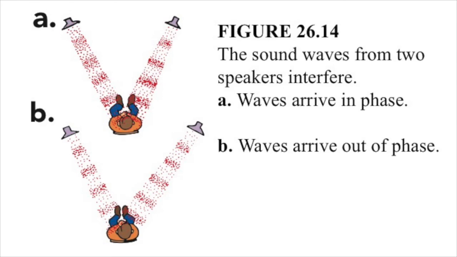In figure 26.14b, the listener has moved to the side so the paths from the speakers differ by a half wavelength. The rarefaction from one speaker reaches the listener at the same time as compressions from the other. It's like the crest of one water wave exactly filling in the trough of another water wave: destructive interference. If the speakers emit many frequencies, not all wavelengths destructively interfere for a given difference in path lengths.